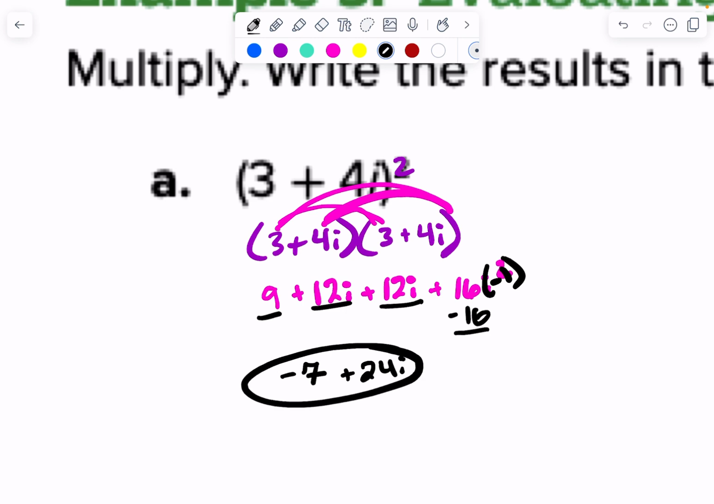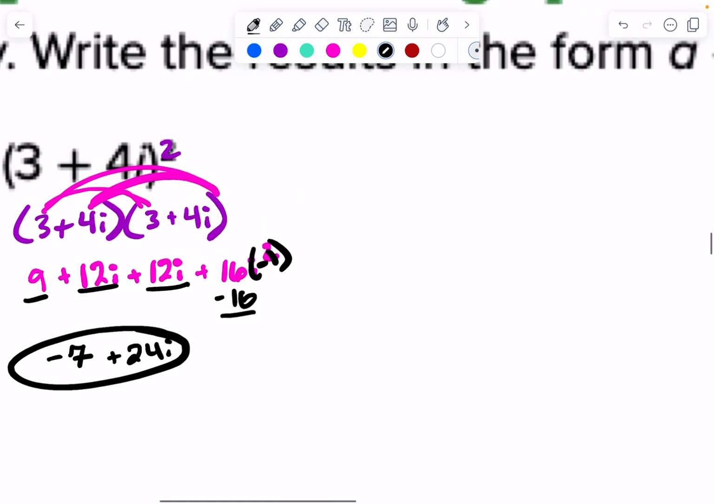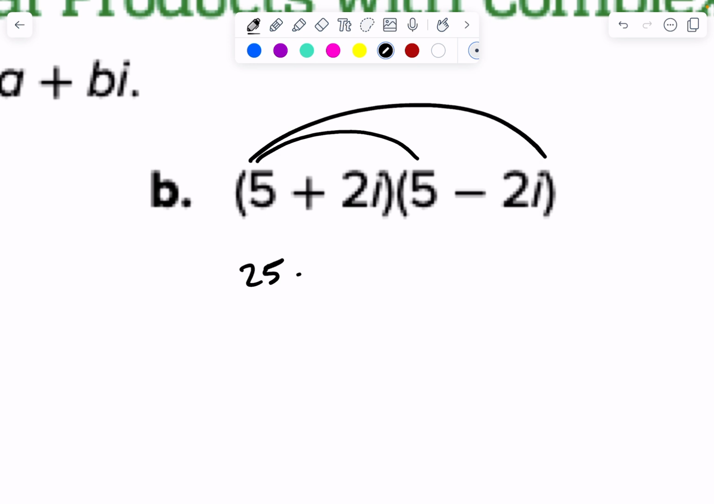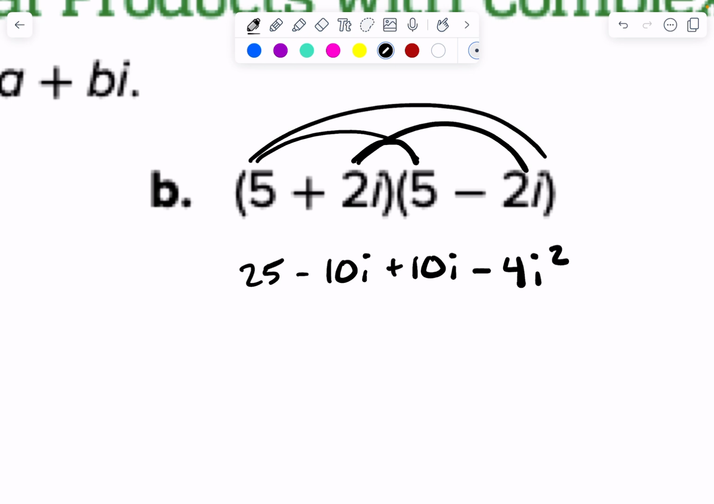Okay, so you're just FOILing. For this one, if I'm going too fast, just pause. 5 times 5 is 25. 5 times negative 2i is negative 10i. 2i times 5 is plus 10i. And 2i times negative 2i is negative 4i squared. We know that i squared is negative 1, and that's going to make this a positive 4 instead of a negative 4. Negative 4 times negative 1 is positive 4. This one's kind of fancy because our middle two pieces canceled out. So we just have 29 as the answer.